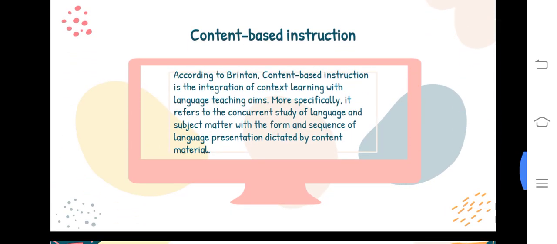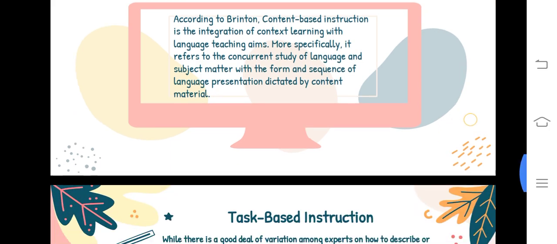Next point, let's talk about content-based instruction. According to Brinton, content-based instruction is the integration of content learning with language teaching aims. More specifically, it refers to the concurrent study of language and subject matter with the form and sequence of language presentation dictated by content material.